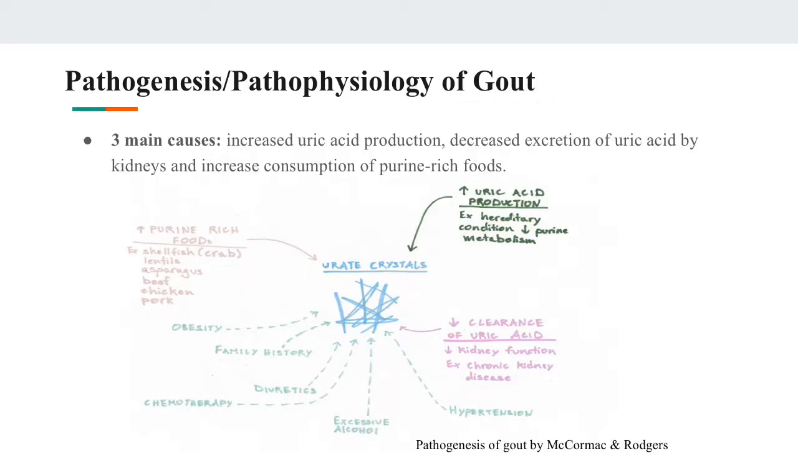Gout is a type of arthritis and can be referred to as gouty arthritis. There are three main causes of gout, including increased uric acid production, decreased uric acid excretion by the kidneys, and an increased consumption of purine-rich foods. This buildup of uric acid in the body will cause uric acid crystals that accumulate in joints, such as articular and periarticular joints, and they're also found in subcutaneous tissue. This diagram shows some examples of how these causes could occur and lead to uric crystals within the body.